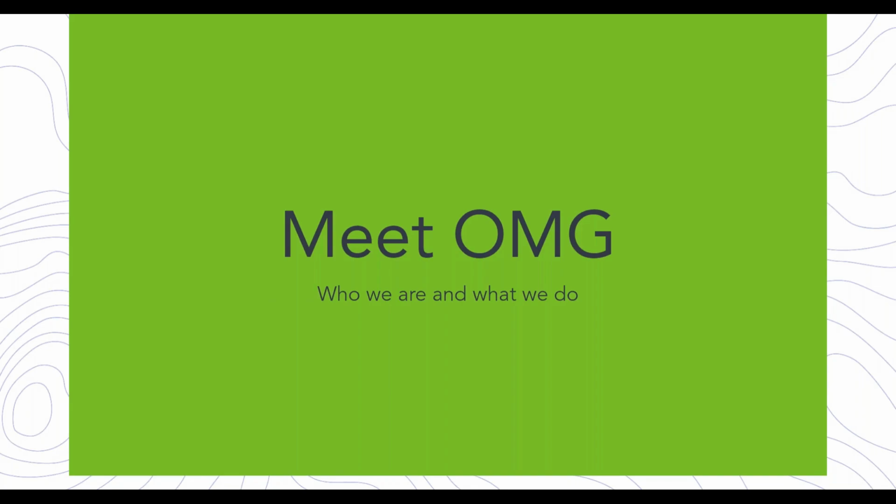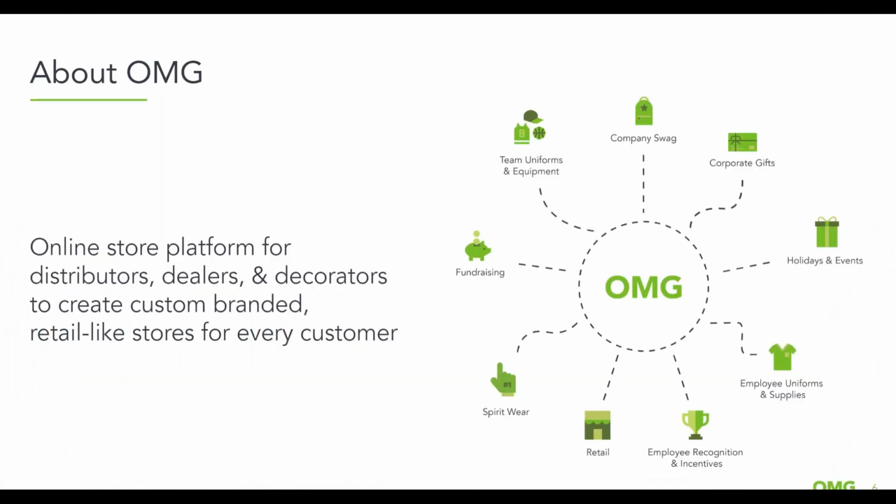All right, so let's get into it. First we're going to talk about Order My Gear and who we are and what we do as a company, just super quick, high level. Order My Gear is an online store platform for distributors, dealers, and decorators. It's an easy way to create custom branded and retail-like stores for your customers.